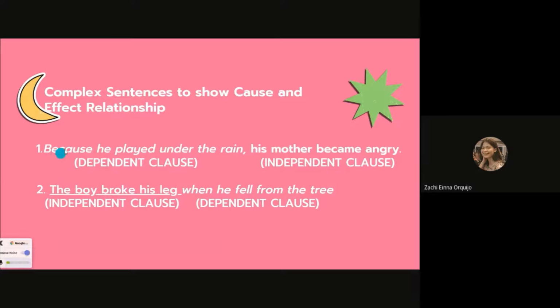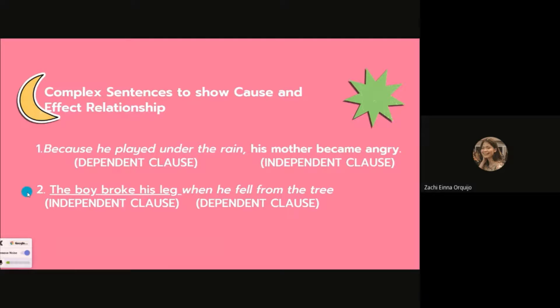For example, because he played under the rain, which is a dependent clause, no? Dahil hindi niya kayang mag-isa or hindi buo ang diwa niya, kaya ito ay dependent clause, his mother became angry. Itong part na ito ay independent clause. So, nasan po ang cause and effect dyan? So, cause or sanhi ay yung pagligo sa ulan at ang effect noon ay nagalit ang nanay. So, yung independent clause dito sa sentence na ito ay effect at yung dependent clause po dito ay cause.